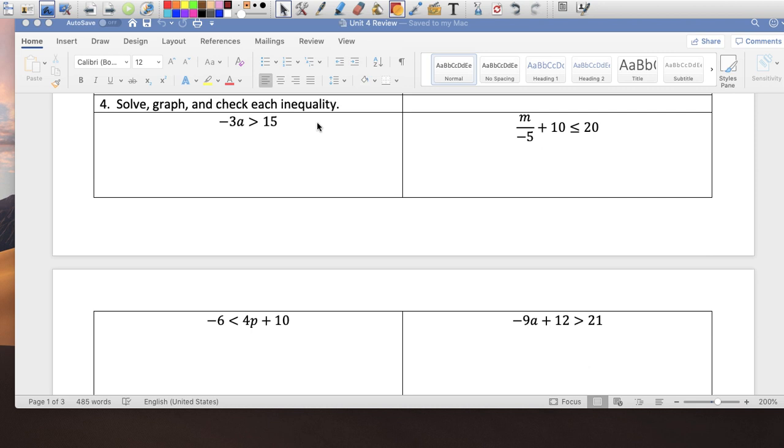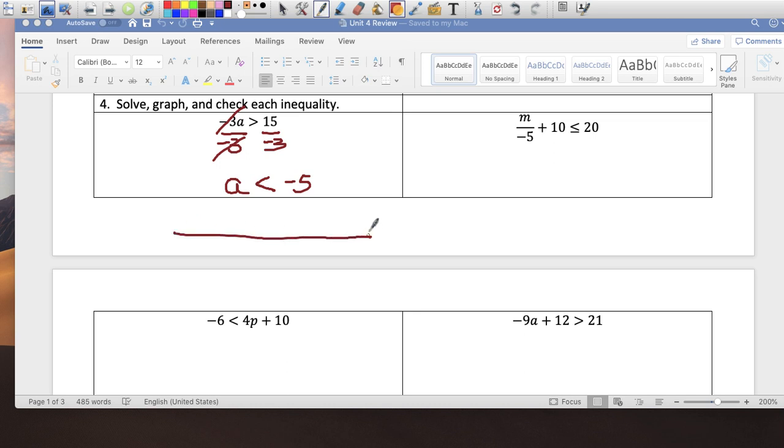So now this one says solve, graph and check. One's easy enough. I have a variable a, which is being multiplied by negative 3. So the only thing that's going to happen here is that I have to divide by negative 3. Negative 3 divided by negative 3 is just 1. 1 times a is a. On the other side, 15 divided by negative 3 is negative 5. And because I divided by a negative number, what happens to my sign? It goes the other way.